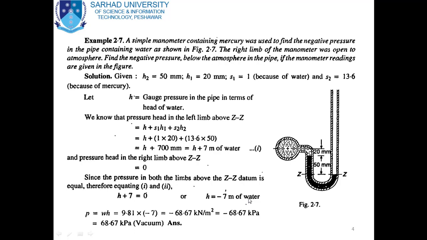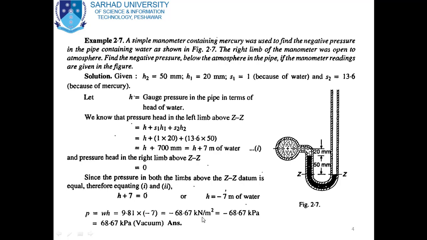Now as we have to find the pressure, we have the formula for pressure P is equal to omega H. Since the liquid flowing in the pipe is water, we will write the unit weight of water, which we already know is 9.81, and H is equal to, again it is not minus 7, it is minus 0.7. So you will get the pressure in the pipe by simply multiplying 9.81 multiplied by minus 0.7.